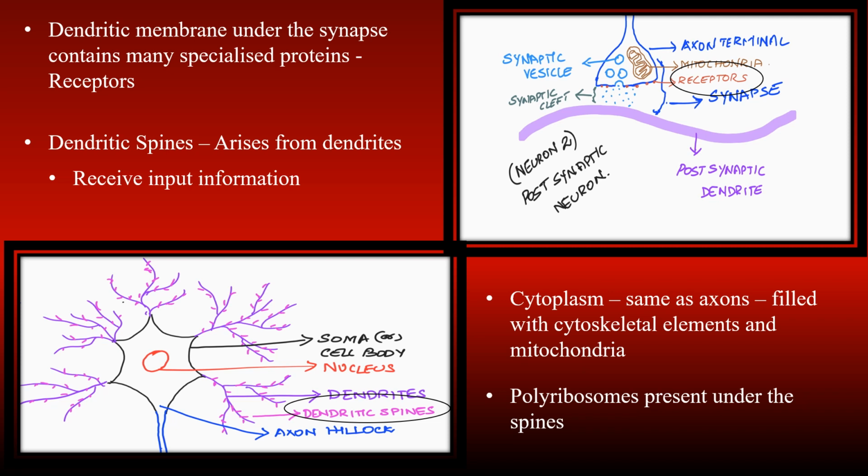On the whole, a neuron is made of soma or cell body, axon, and dendrites.